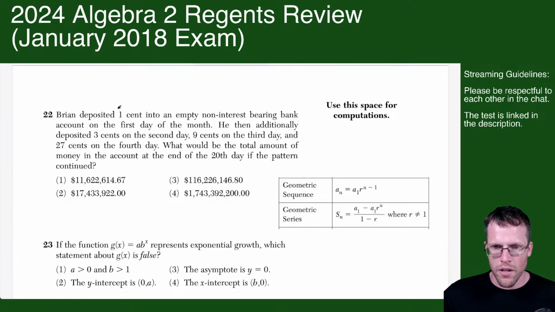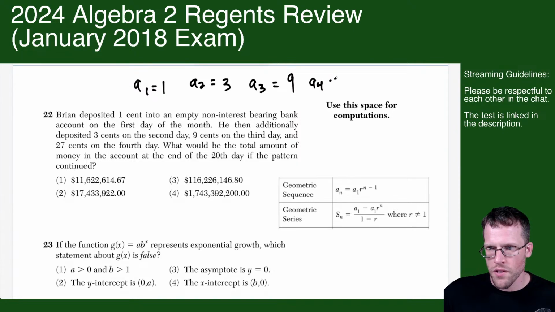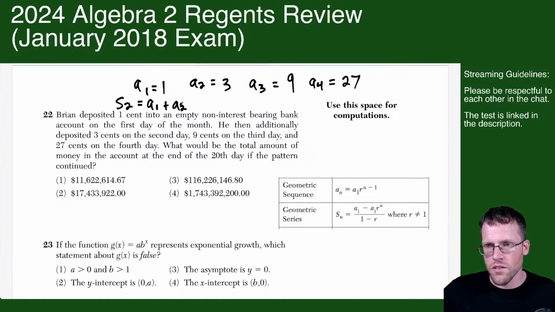So for this one, Brian deposited 1 cent into an empty non-interest bearing bank account on the first day of the month. He then additionally deposits 3 cents on the second day, 9 cents on the third day, and 27 cents on the fourth day. What would be the total amount of money in the account at the end of the 20th day? All right. So here, he is just adding this money continuously. Remember, this is cents. Basically, on the second day, he would have A1 plus A2. So this is a geometric sequence, because you see the pattern here is we're multiplying by 3 each time.